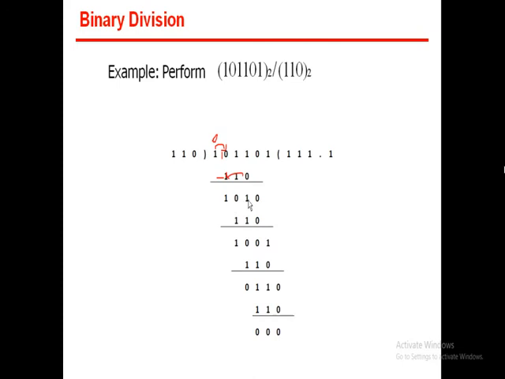Then 1010 is divisible by 110. So we put 1 here. Then 110. Here 0 minus 0, 1 minus 1. 0 cannot be subtracted from 1, so we move to the next position, which is 1. So we borrow 1 from here. Then it becomes 0, and here it becomes 10. 10 minus 1, 1. Here it is 0. So again we move this 1 to here.